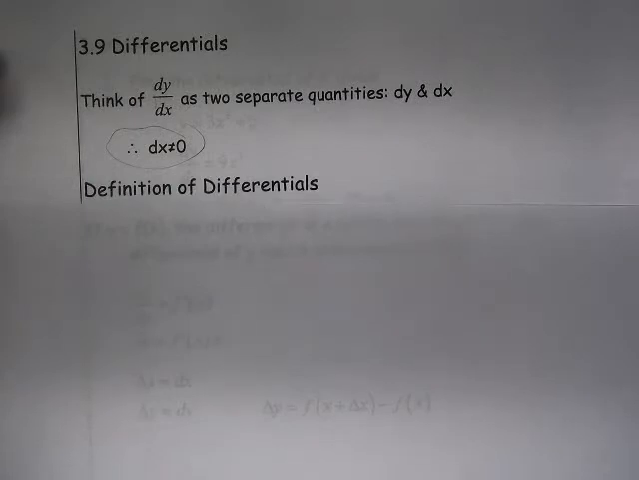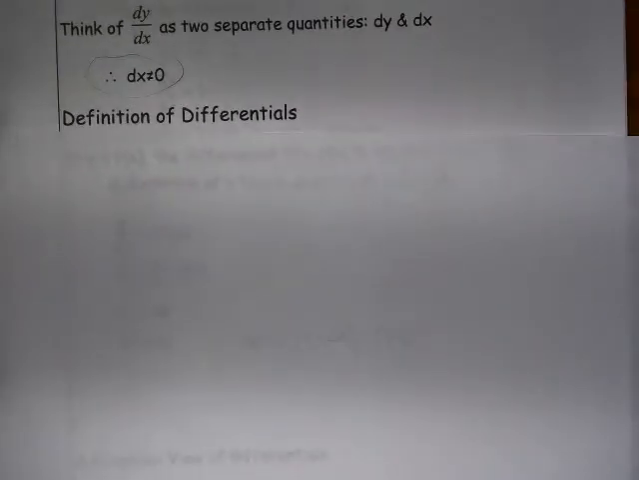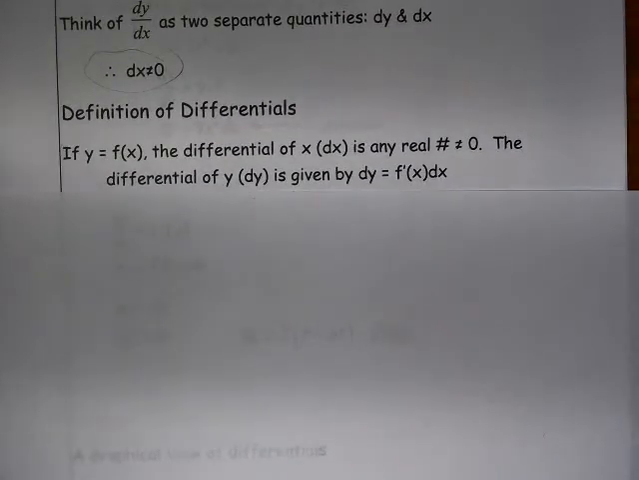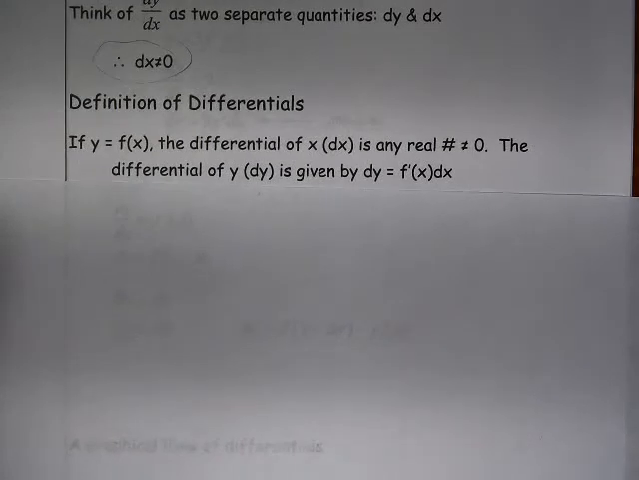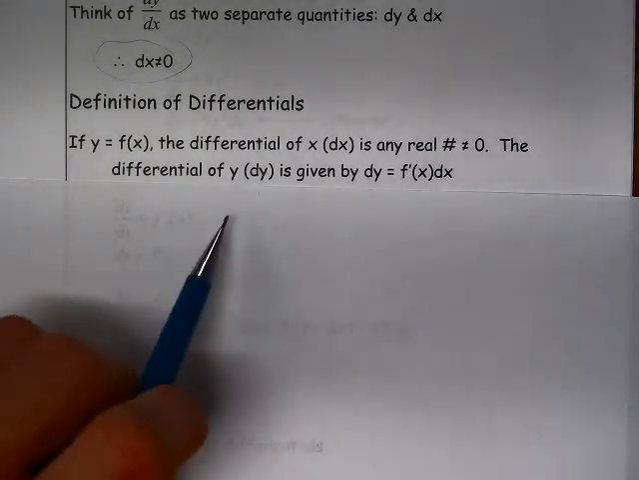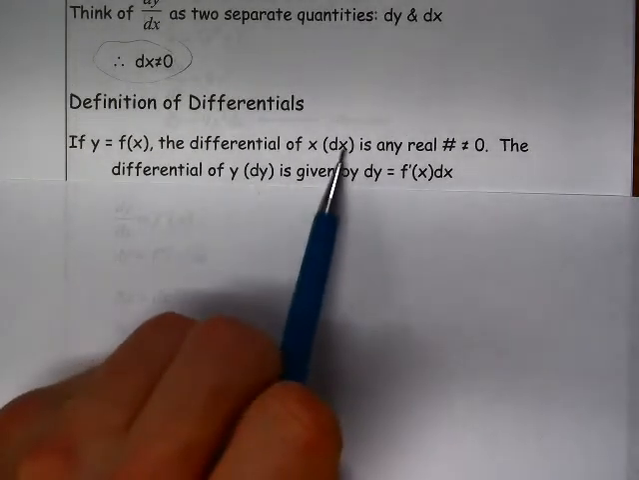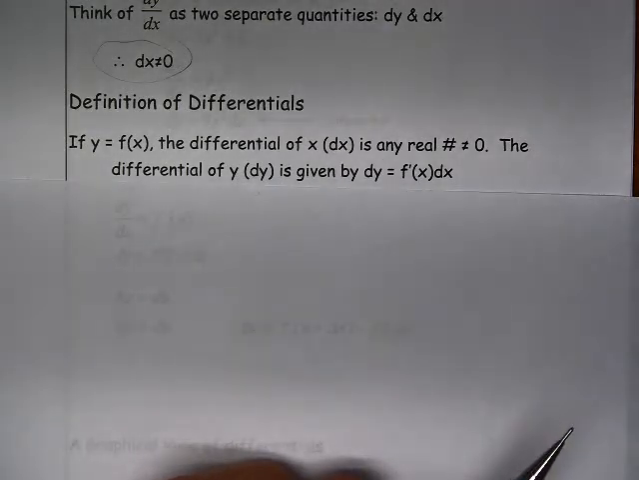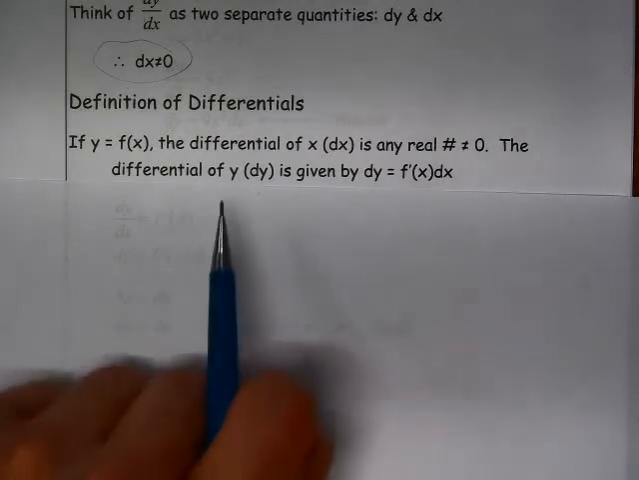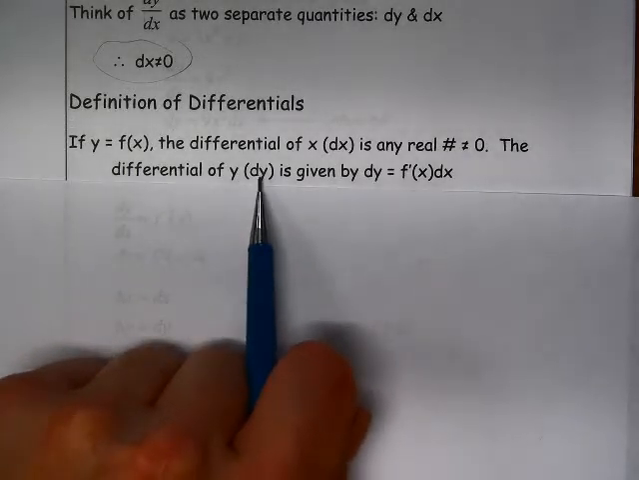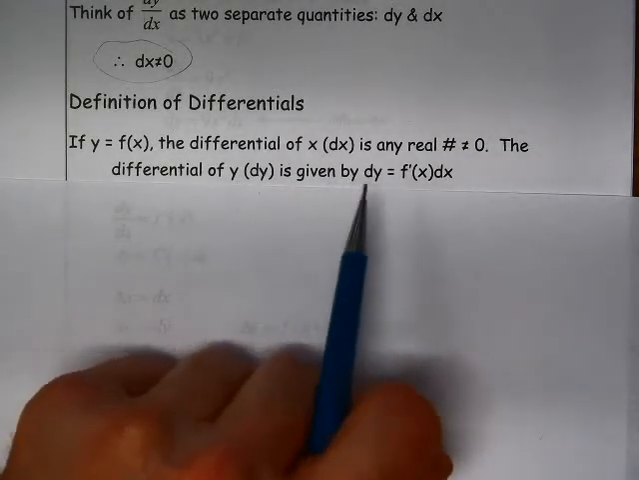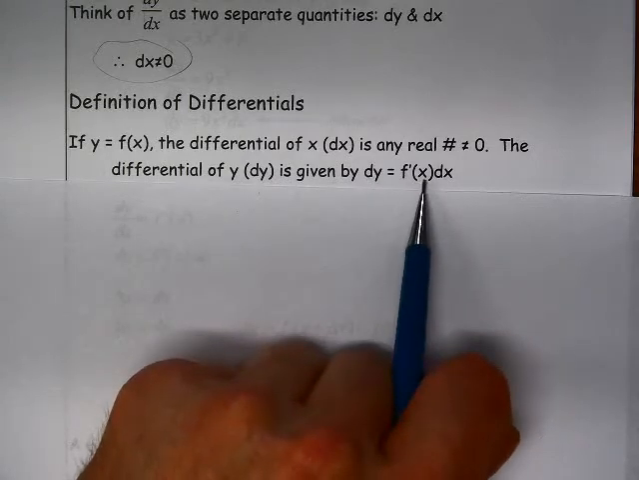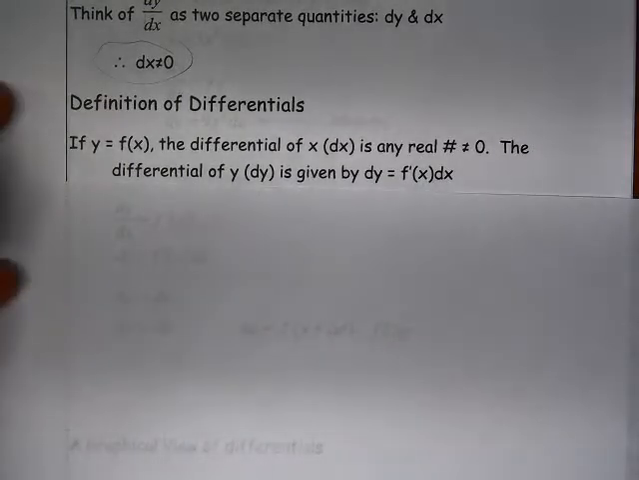All right? So let's take a look at the definition of a differential. We have some function y equals f of x, and the differential of x is called dx, and it's any real number not equal to 0. All right? The differential of y, we call dy, is given by dy equals f prime of x times dx.